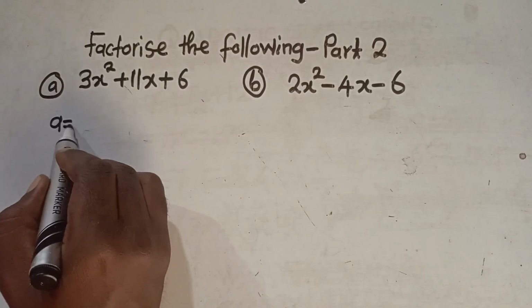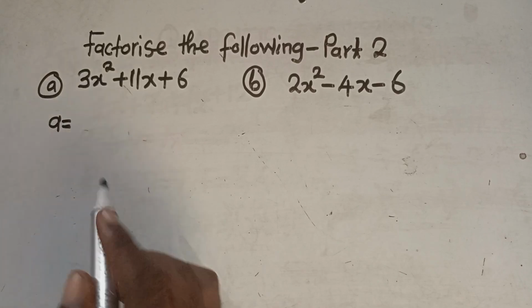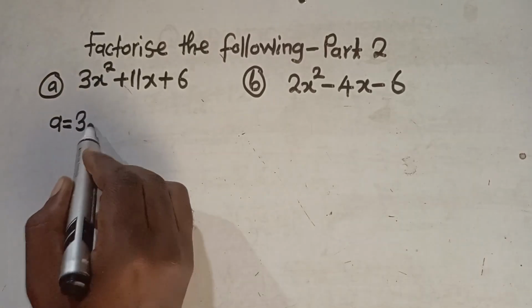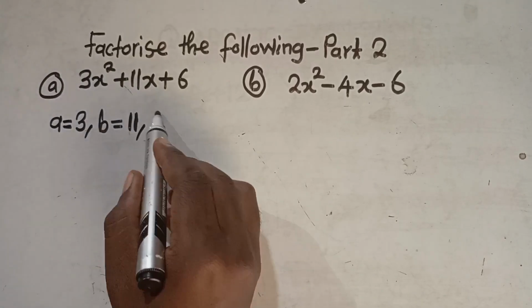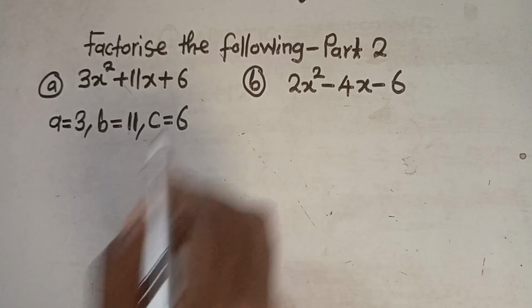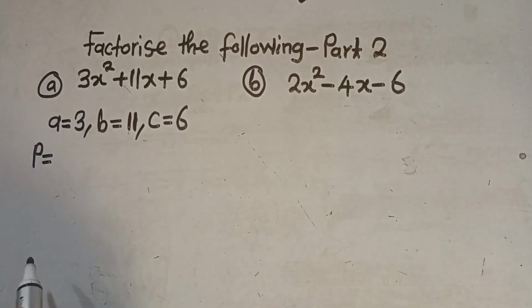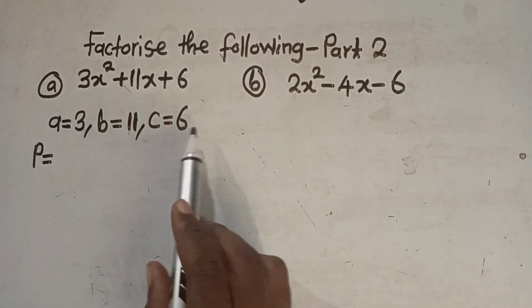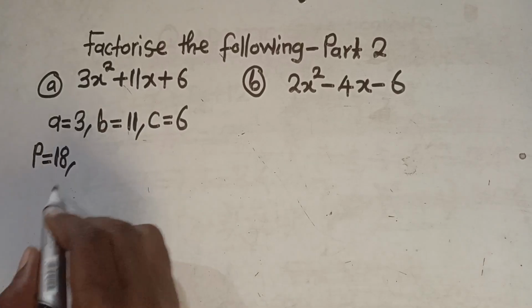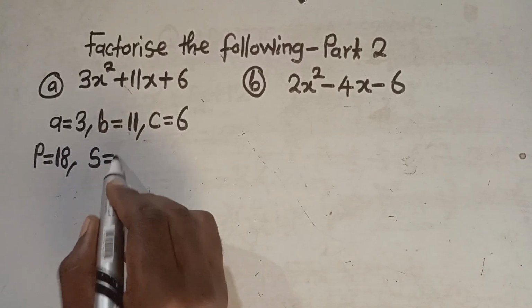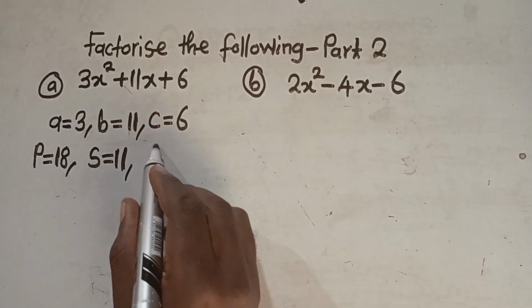I'm going to be very fast in this because we did part 1. I guess we all understood that part. So a is 3. What is b? B is 11. What is c? C is 6. You look for the product. What is the product? You multiply a times c, so 3 times 6 you get 18. You go for the sum. The sum is the one in the middle, which is 11.